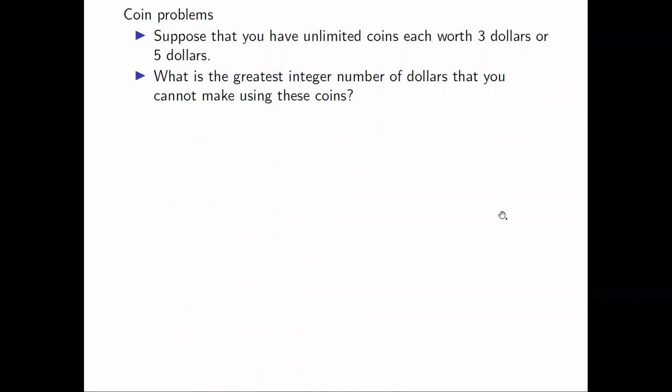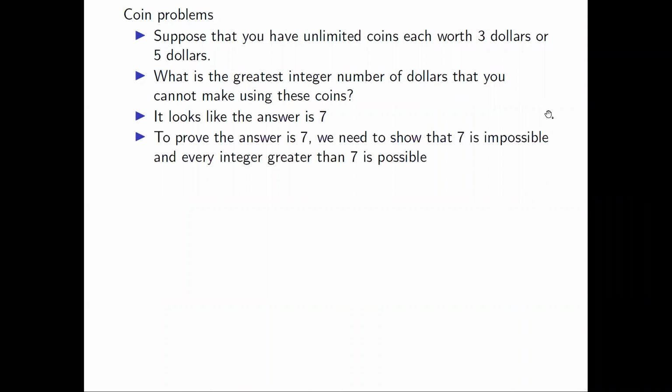So there's the problem again. It looks like the answer is 7, just based on the work we did on the previous slide. We try to prove it now. We have 2 things to prove. We need to prove that 7 is impossible. In other words, we cannot make $7 using $3 and $5 coins. And then we need to prove that every integer greater than 7 is possible. In other words, every integer greater than 7 can be made with $3 and $5 coins.